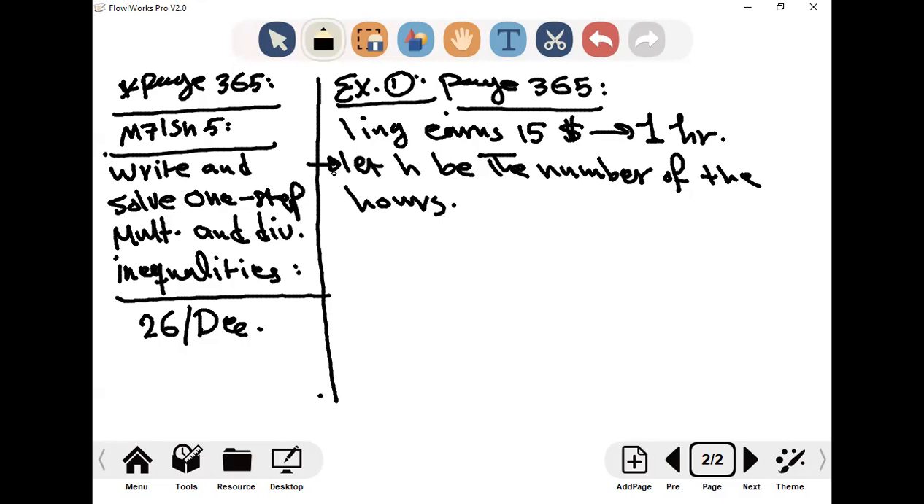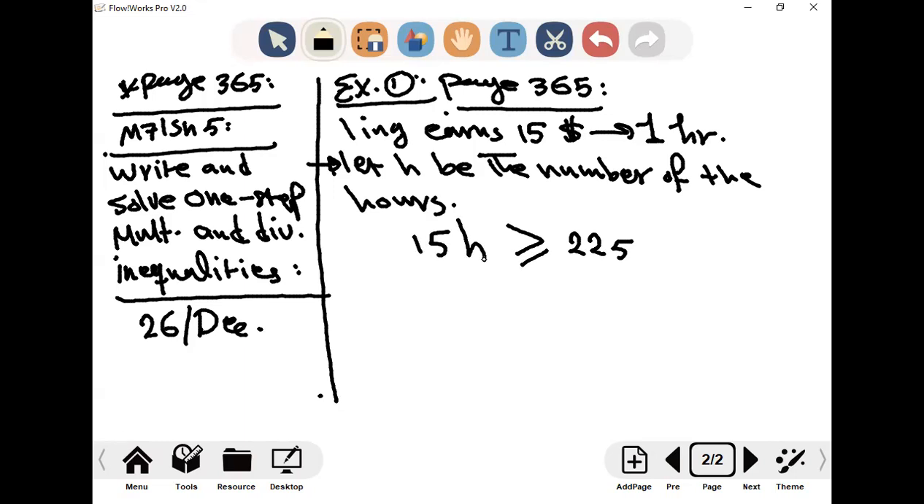So we don't know the number of the hours. So the total of the money she wants to get is $225 or more. Right? So the total of the money should be what? We said we multiply the number of the hours by 15, right? What is the number of the hours? H multiply 15, not H15. What do we say? 15H. So 15H.